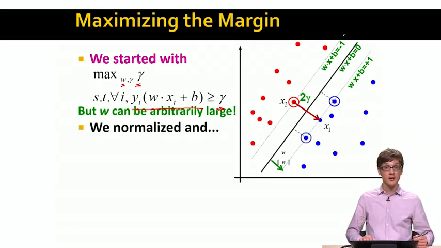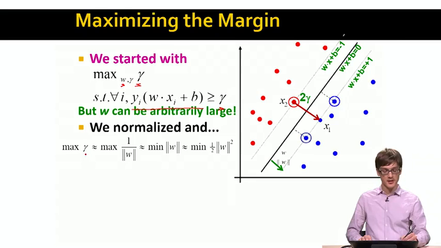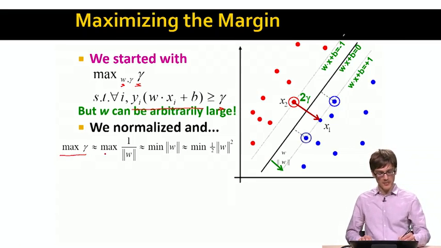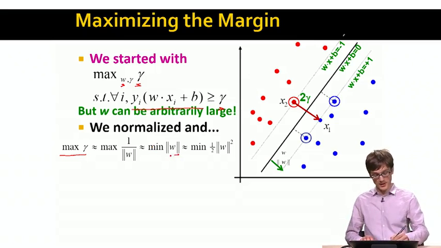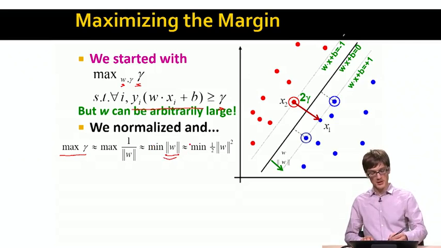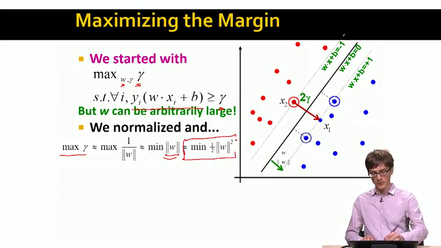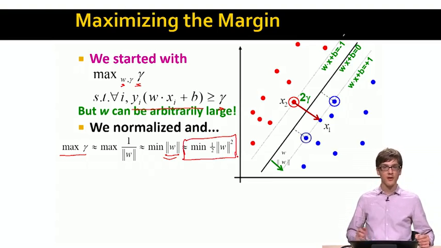So what we did then was we said, okay, let's normalize our margin by the length of w. So we said maximizing the margin gamma is the same as maximizing 1 over the length of w, which is equivalent to minimizing the length of w, which is the same as minimizing 1/2 times the length of w squared. And just for some technical reasons, at the end, our goal will be to minimize 1/2 the length of w squared.